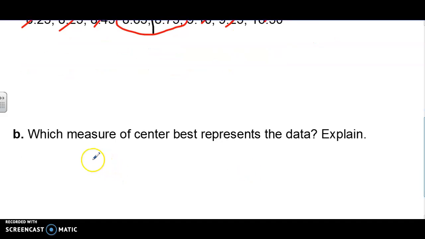So which measure of center best represents the data? Since there is an outlier, it is the median. And that is your explanation. There is an outlier.